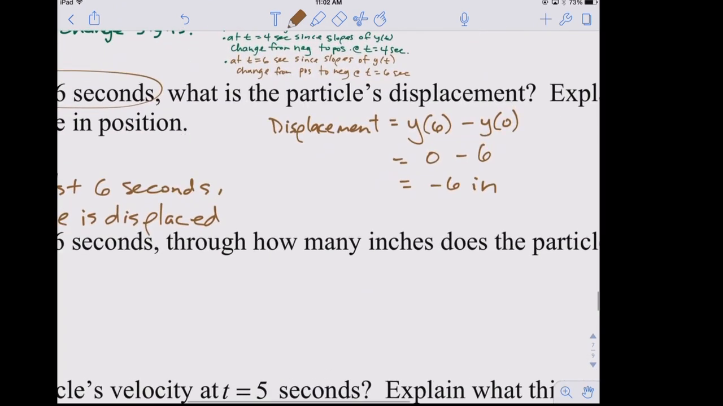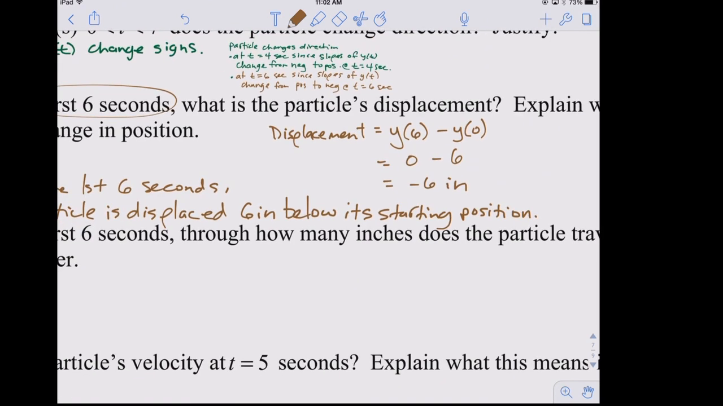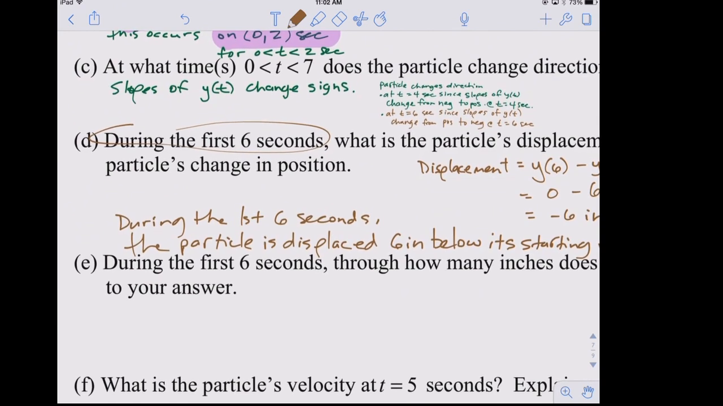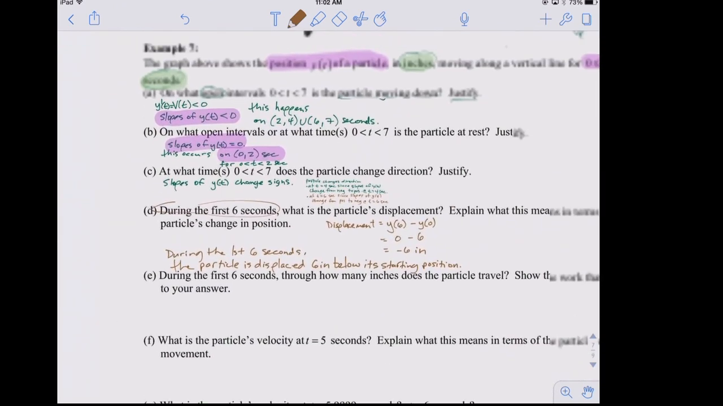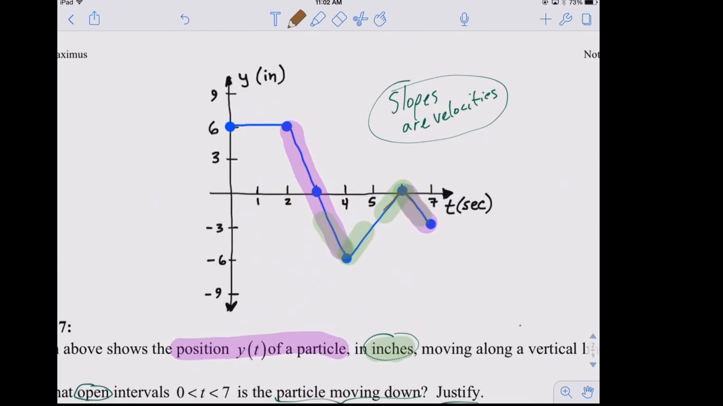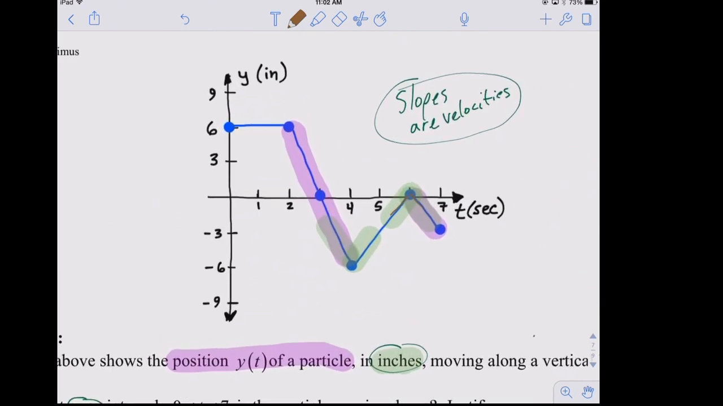Now, you do want to interpret the sign. So, displaced 6 inches below, right? So, it's displaced 6 inches below its starting position. Or it ended up 6 inches below its starting position. Does that mean it was moving down the entire time necessarily? Not necessarily. Was it moving down the whole time from 0 to 6? No. We know that it changed directions at 4. That's how we got started on that whole band discussion. That was probably my fault, right?